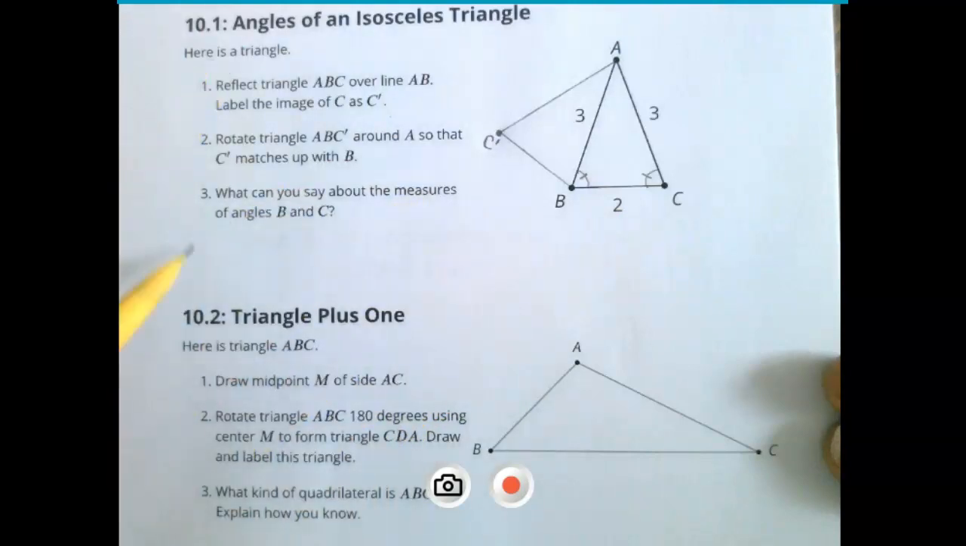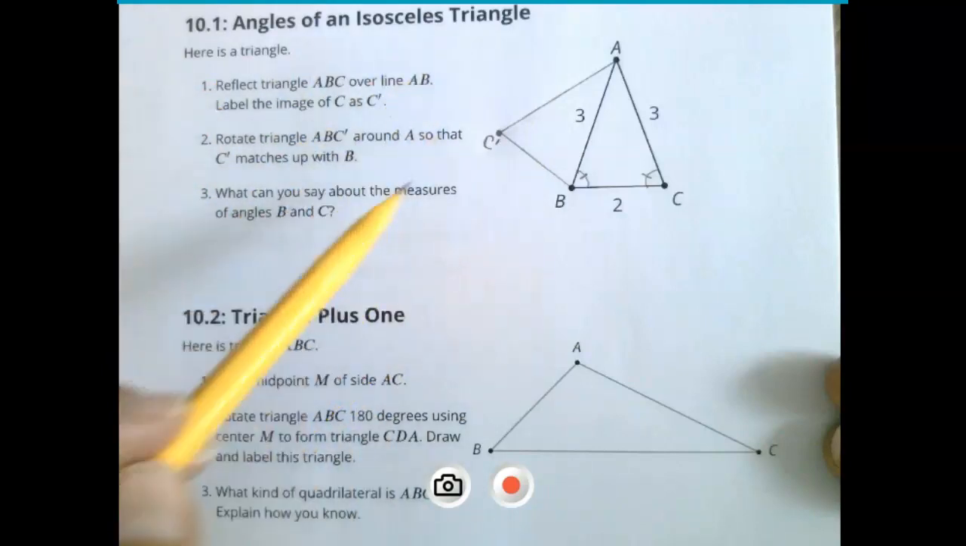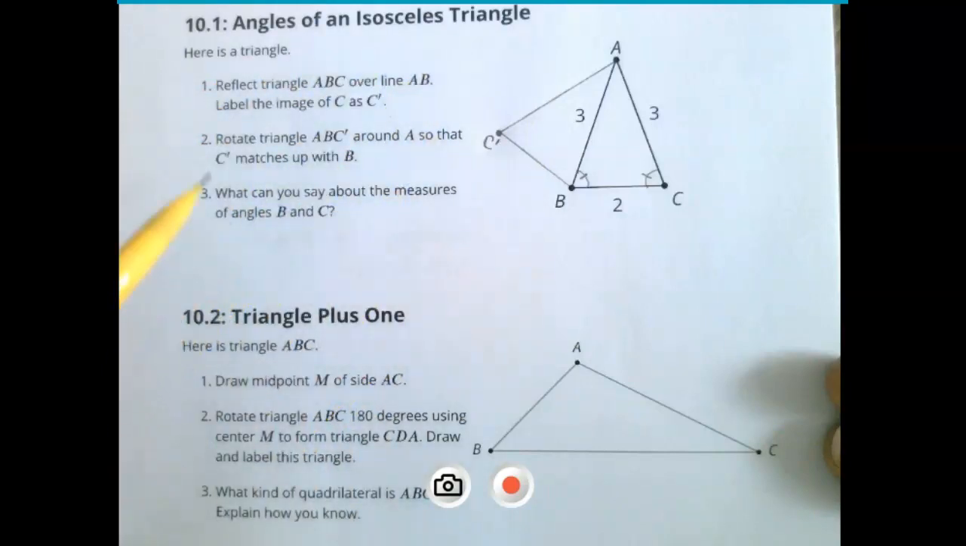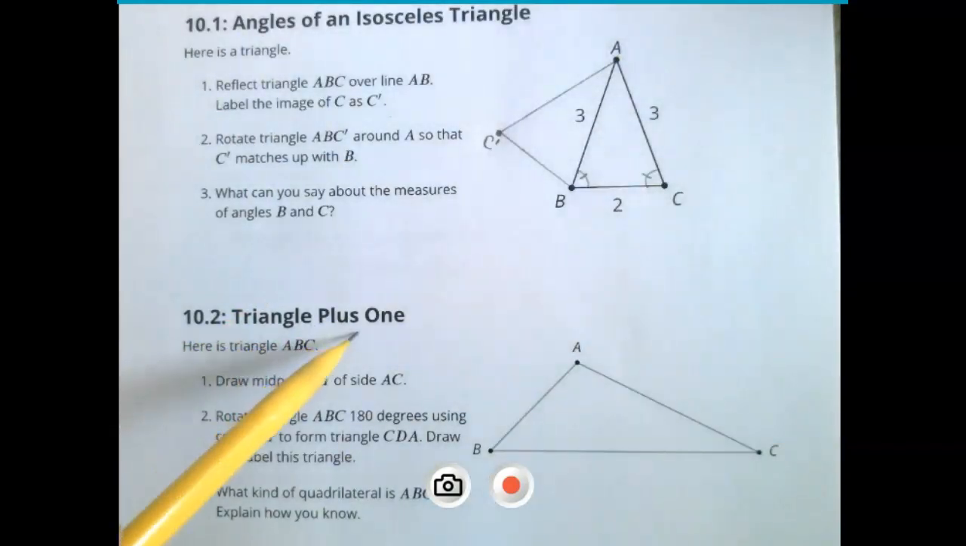So that's pretty much this activity. So if you would, after you make your corrections in your notes in your book, if you would just click on the next button and start doing activity 10.2, which is triangles plus 1.